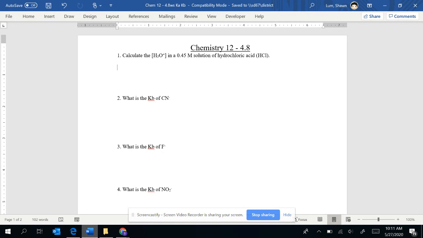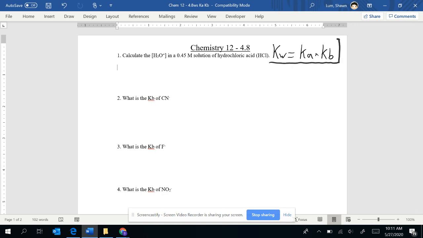The next section is 4.8. Hopefully you watched the lecture video on 4.8. It's a little bit long and a little bit dry, but there's a piece of information there, and you can watch me derive the formula, which is Kw equals Ka times Kb. In that video, I essentially derived the entire formula and how we came up with it.